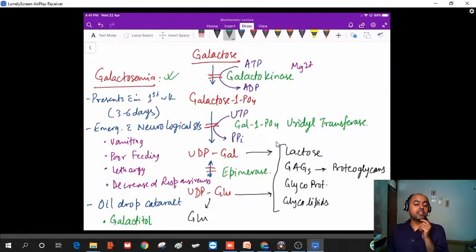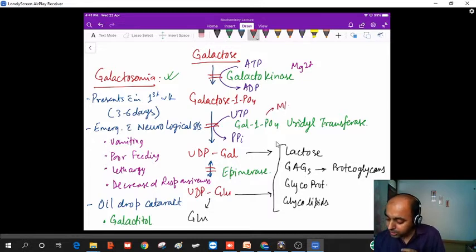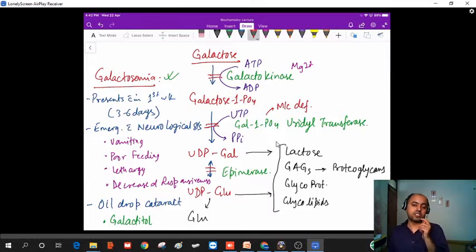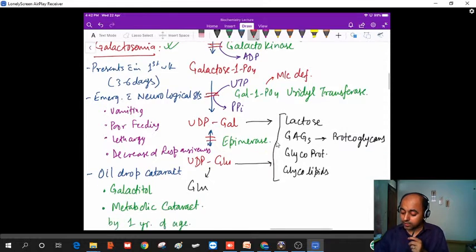So please note, for all three conditions the biochemical urinary result is the same, but the difference is in the clinical presentation. Galactosemia presents at birth, hereditary fructose intolerance presents after 6 months, and in essential fructosuria there are no signs and symptoms; the diagnosis is incidental. Deficiency of any of the three enzymes is called galactosemia, but the most commonly deficient enzyme is the uridyl transferase.